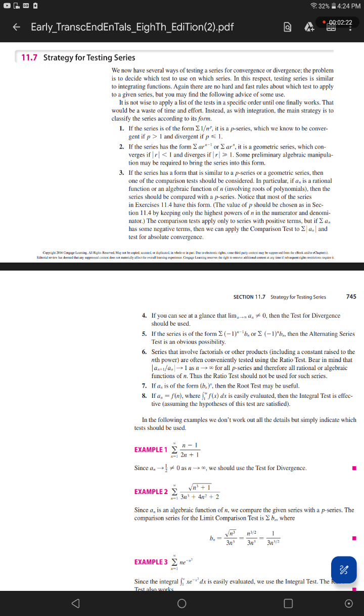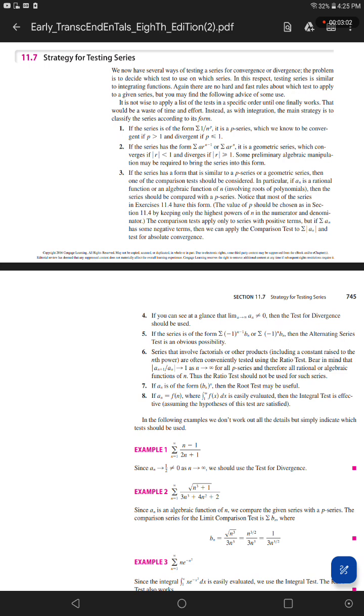Number 3. If the series has a form that is similar to a p-series or a geometric series, then one of the comparison tests should be considered. In particular, if a sub n is a rational function or an algebraic function of n involving roots of polynomials, then the series should be compared with a p-series. Notice that most of the series in exercises 11.4 have this form.